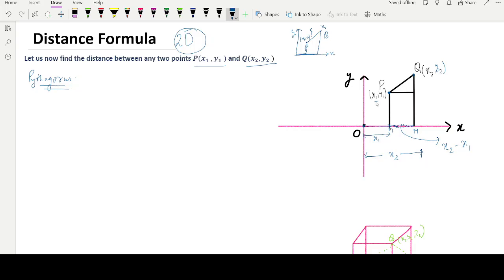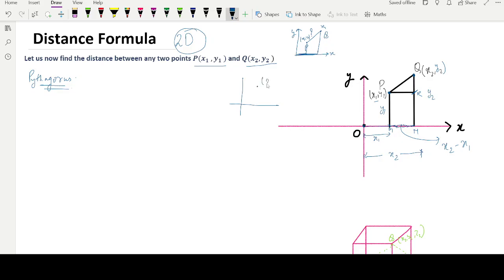Now think about y. Let this point be R. What is the distance between P and M? The distance between P and M is y1. What is the distance between Q and N? This is y2. I hope you understand this one.